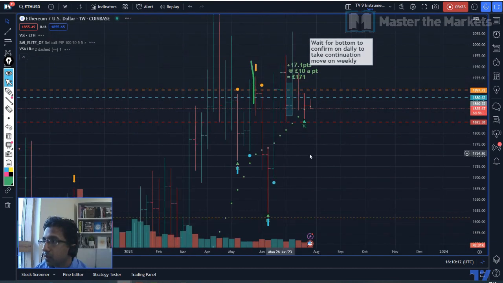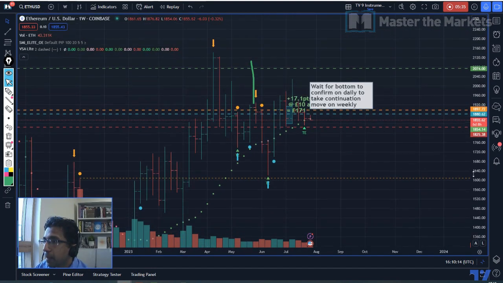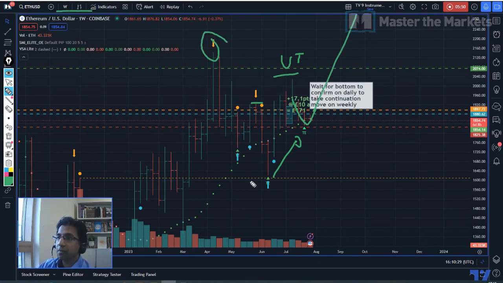Because if I take a look at the weekly, I am having a bottom to top move over here, traders. Over here, it took out the last high, uptrend at the moment. If this turns around and takes out this high, that's a continuation move from the weekly. That's how quantifying the tops and bottoms with the smart money indicator really, really helps.